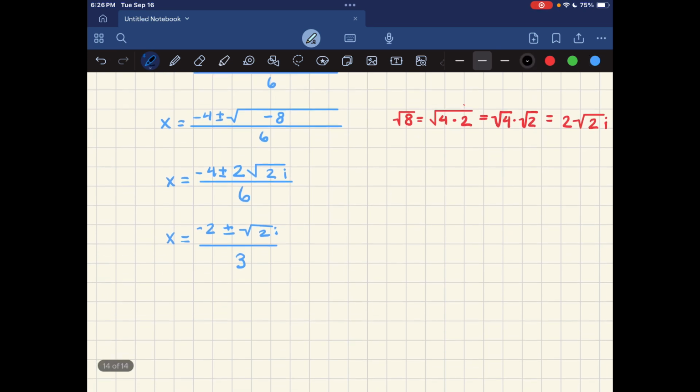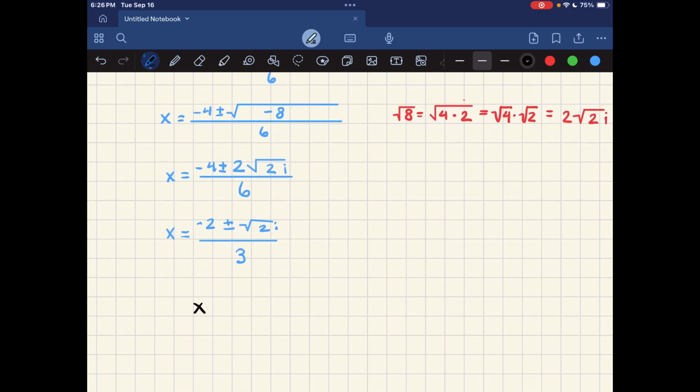To be more specific about it, you can just write negative 2 plus the square root of 2 i over 3, and then negative 2 minus the square root of 2 i over 3. And that's how you solve the equation with the quadratic formula.